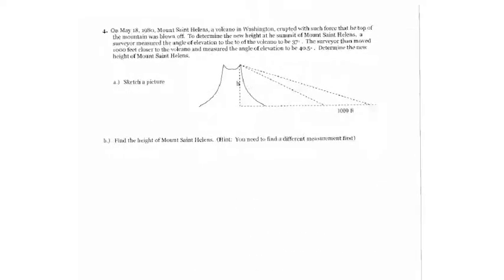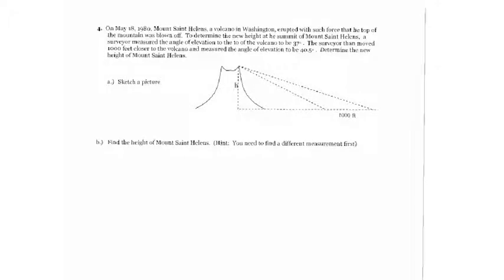This problem is going to take quite a bit of paper, so just be prepared for that. Give yourself some room. So we're talking about Mount St. Helens here, and we know that the top got blown off. So we're going to find the new height, and that's labeled H for you.